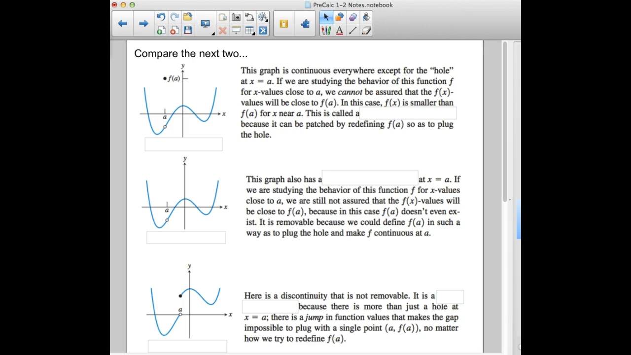So our first one here and our second one look a lot alike, but there's one difference right here. We have defined f of a to be this value. In other words, when x is a, we've defined this to be our y point. In this one, we haven't defined that at all. Both of these are considered removable discontinuities.